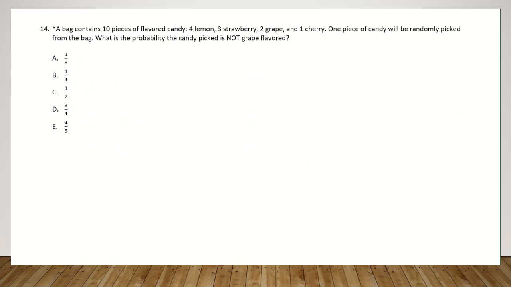Next one. A bag contains 10 pieces of flavored candy, 4 lemon, 3 strawberry, 2 grape, and 1 cherry. 1 piece of candy will be randomly picked from the bag. What is the probability that the candy picked is not grape flavored? Here's one for you to try. Go ahead. 1 minute.